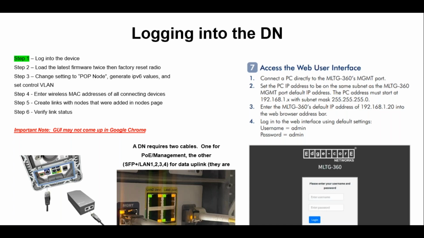Those are separate. The management is always going to be out of band with the distribution node, so you have to run 2 cables. You could run the secondary LAN 1 for your uplink, so you could have 2 Ethernets. Of course, you're limited now to only 1 gig, or you could use the SFP+, which is obviously the ideal connection.